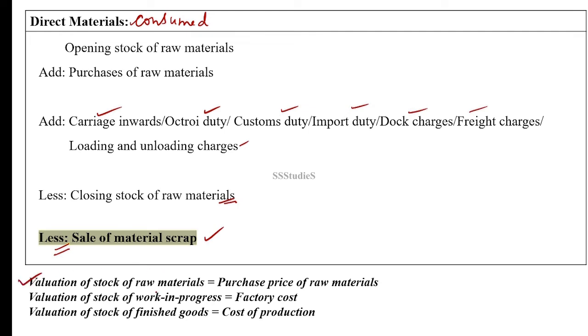So valuation of stock of raw materials, you take the purchase price of raw materials. For valuing the stock of raw materials, we look into purchase price of raw materials. If you have to value the stock of work in progress, we look into the factory cost. And if you want to look into valuation of stock of finished goods, we look into the cost of production. So please bear this in mind. For stock of raw materials, we value based on purchase price of raw materials. Work in progress is valued based on the factory cost, and stock of finished goods is based on cost of production. This depends upon where we are going to fix this item.